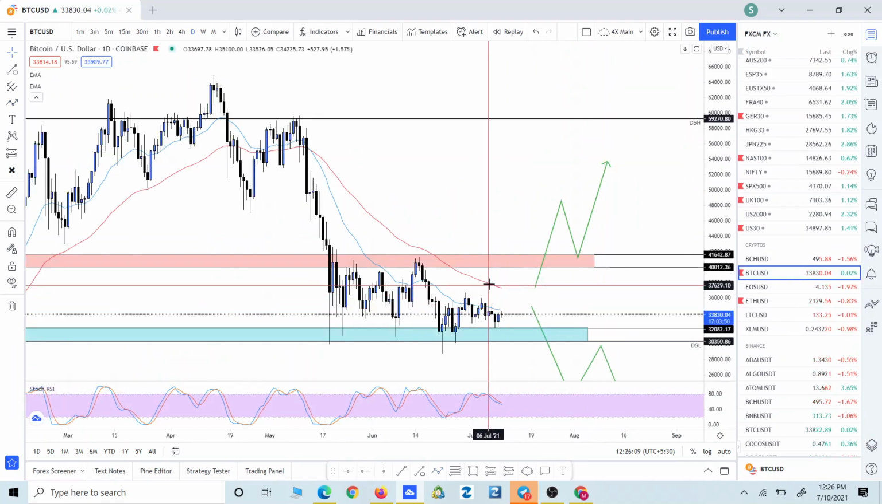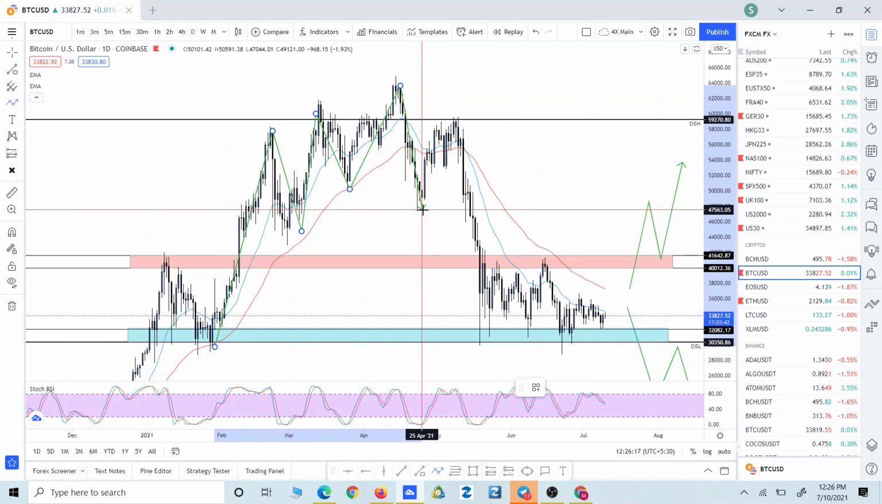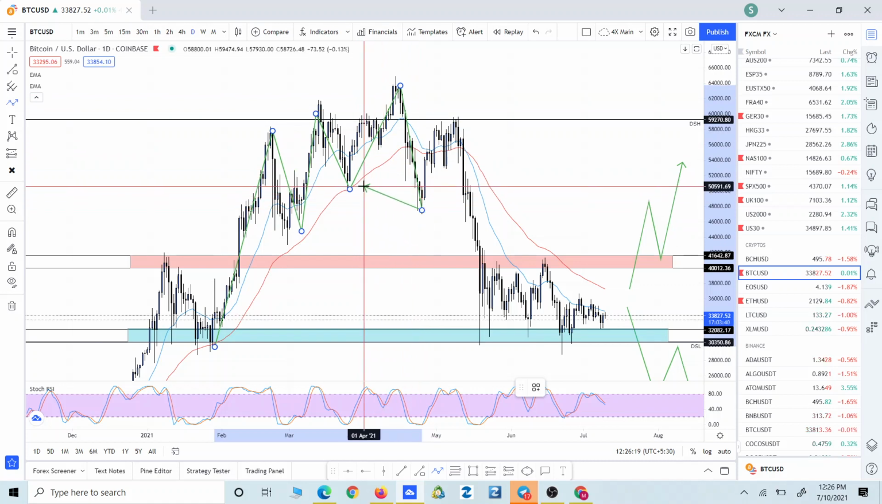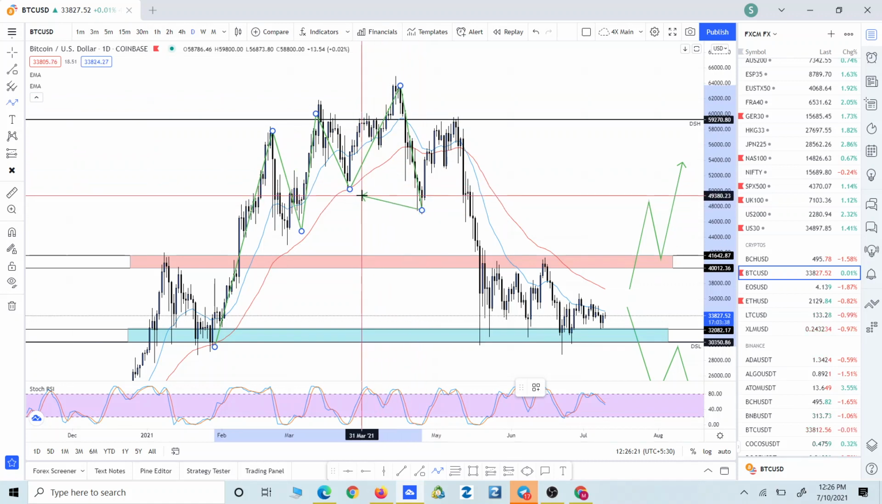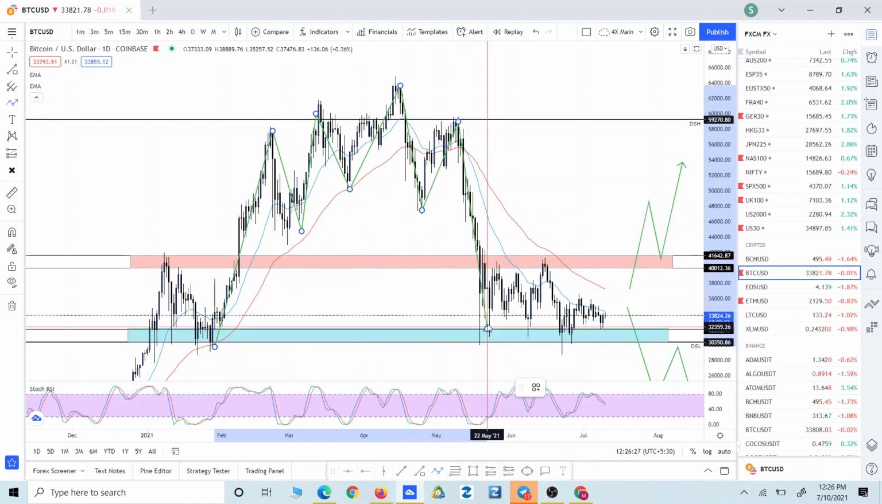Now on the Bitcoin, as we can see, starting from here, we have the high, low, high, higher low, higher high, and then we have the low, which is lower than the previous low. So we close below the previous low, made a new lower low, then lower high, and then lower low. And since then, the price has been ranging between this resistance zone and the support zone.